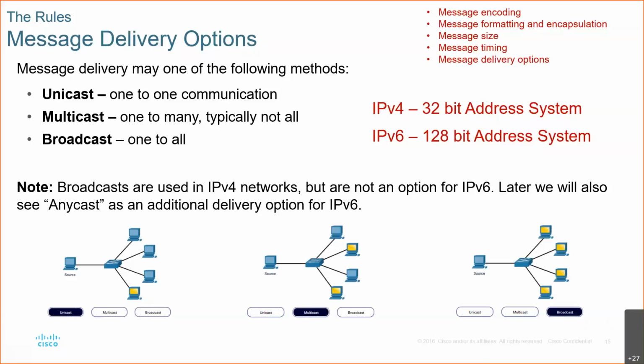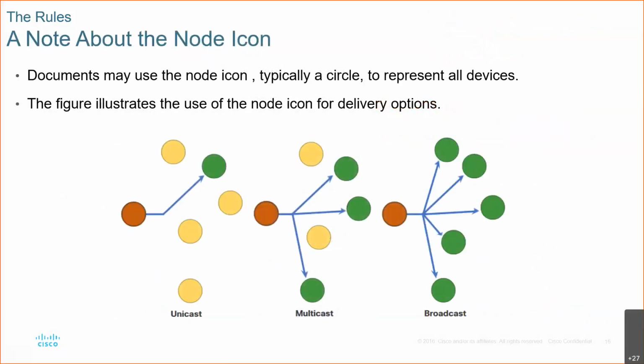And I keep telling you all about it over and over again. So unicast, sending from a sender to a single receiver. Multicast, from one sender to multiple receivers. And broadcast, from the sender to every device on the network, that is the local area network.